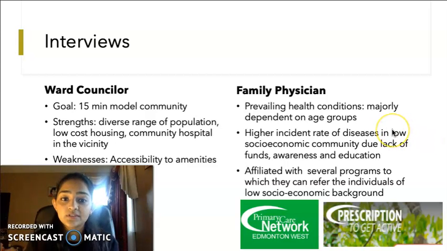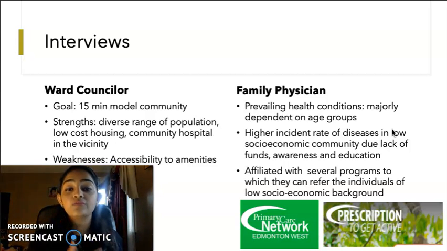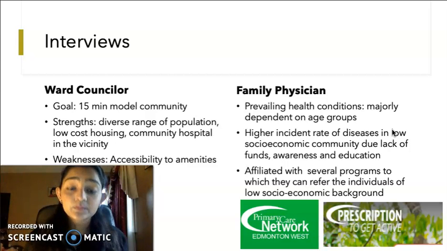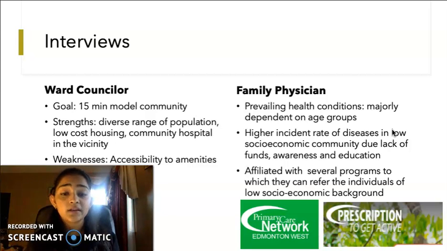The family physician believes that the prevailing health conditions majorly depend on the age groups. The higher incident rate of diseases in low socio community are due to lack of funds, awareness, and education about the healthcare issue. And the family physician also stated that the physicians in Edmonton are affiliated with several programs to which they can refer the individuals of low socioeconomic background so that these individuals can get help at low cost or free of cost.